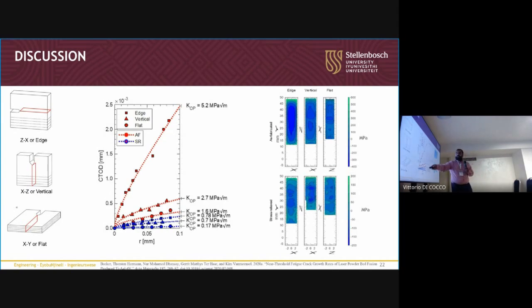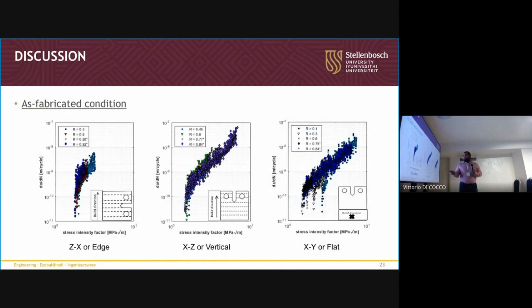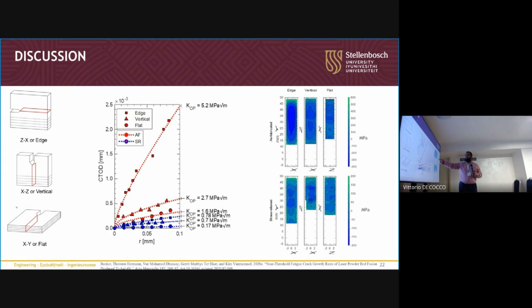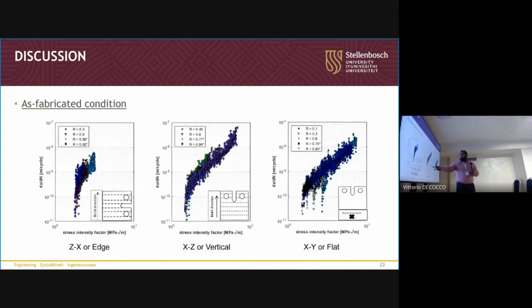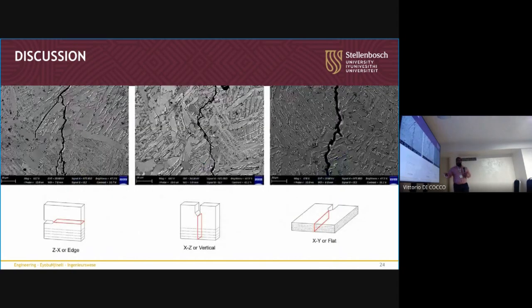What we also found was that we measured the crack opening displacement of those specific specimens. The ones which were as-fabricated, so have residual stress in them, and the ones which have stress relief, we do find a difference in the apparent or opening stress intensity. And so we can associate these two, which have the highest stress intensities, with this behavior, which shows less crack closure in comparison to your flat orientation.